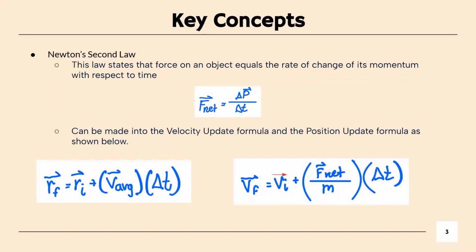Some key concepts before getting started is Newton's second law, which states that force on an object equals the rate of change of its momentum with respect to time. This is used to create the velocity update formula as well as the position update formula, which are both shown below with position update on the left and velocity update on the right.